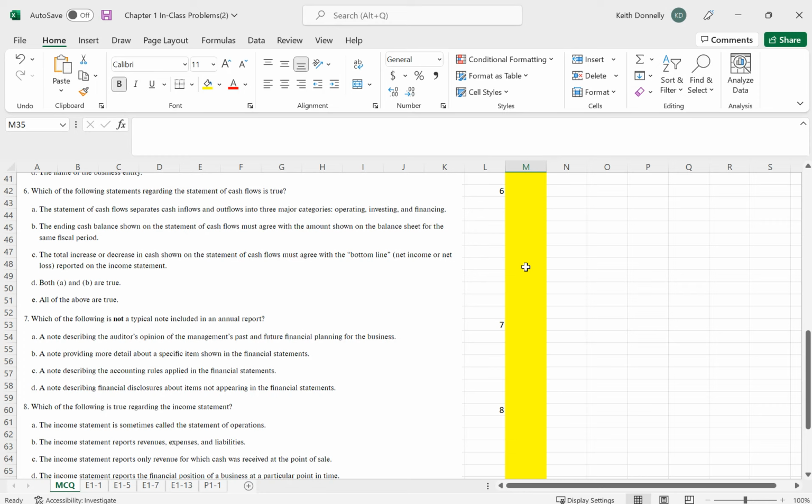6, it says, which of the following regarding the statement of cash flows is true? If we look at A, it says the statement of cash flows breaks into 3 categories: operating, investing, and financing. We know that's true. B here, it says the ending cash balance on the statement of cash flows agrees with the amount shown on the balance sheet for the same fiscal period. That's true. What does that mean? One of the things we're going to be seeing in this lecture is the interrelationship of the financial statements. So if you have the statement of cash flows, your beginning cash plus your inflows minus your outflows gives you your ending cash.